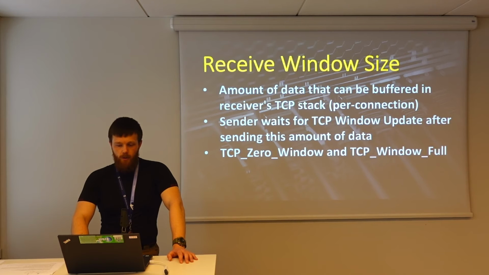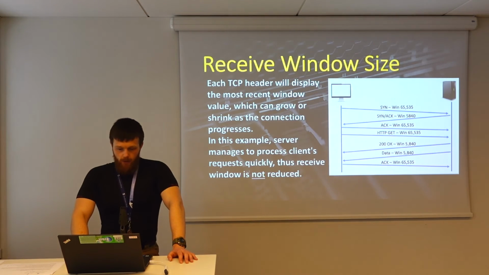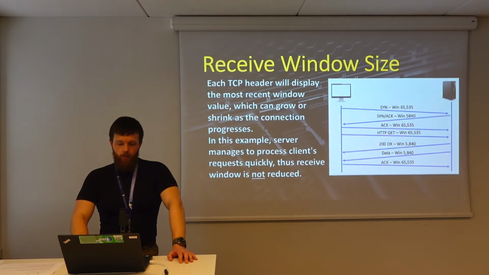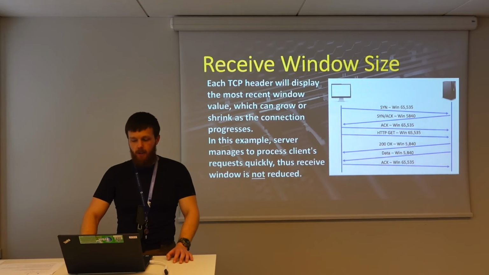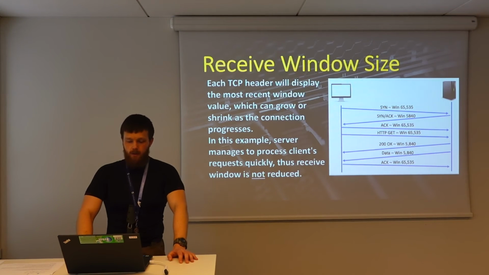So you need to watch this in traces too. Now this is an example of a case where everything is fine and receive window size is not reduced, which means the application is performing fast, the server is fast, and all is good. Not once does it happen that the TCP receive window size would be reduced through the entire connection.